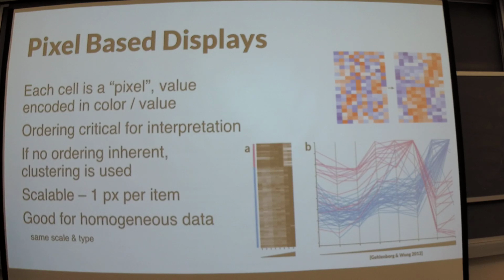So either you have an ordering inherent here, or you need to use something like a seriation algorithm to really reveal those. And they're super scalable. I can actually get away with a single pixel per item. And even if I have more items than I have pixels, if I use a good clustering algorithm, I can still get this natural aggregation here.